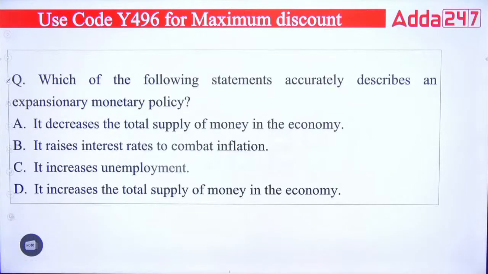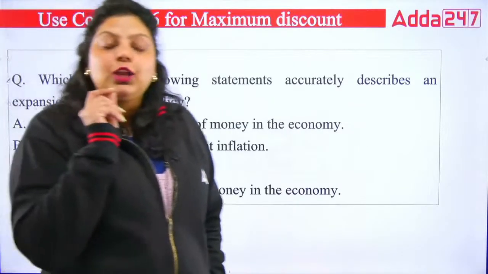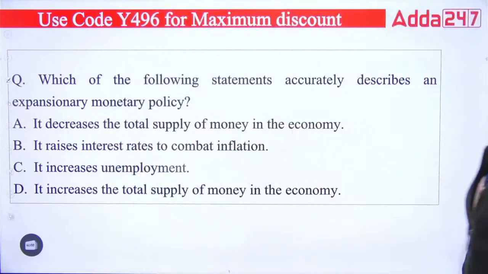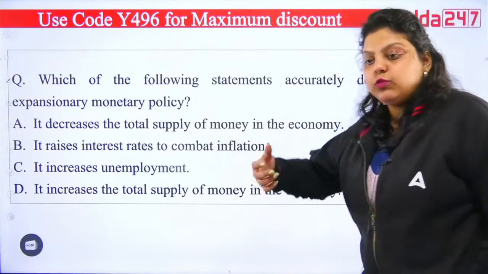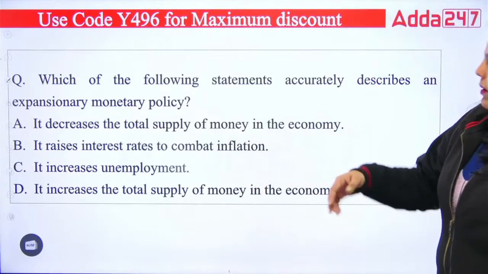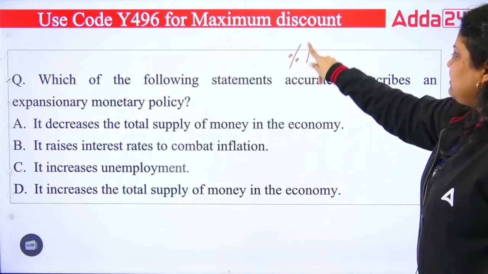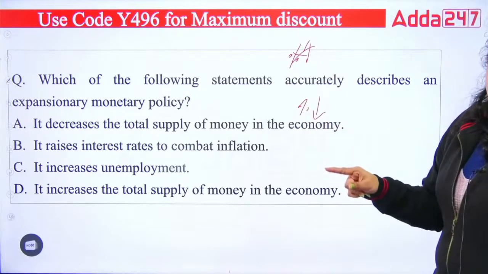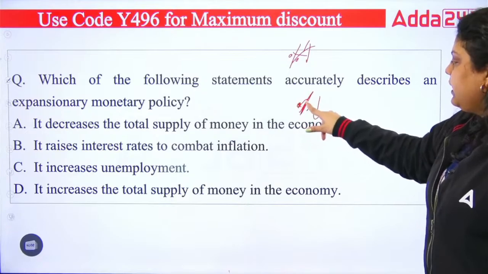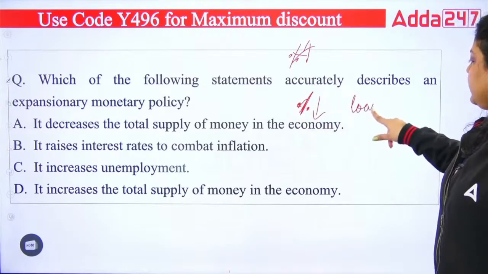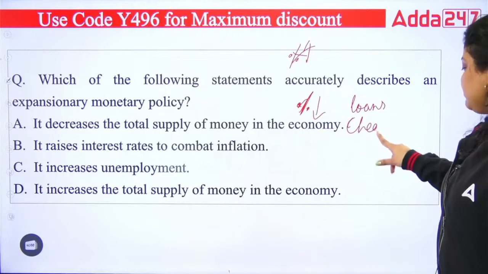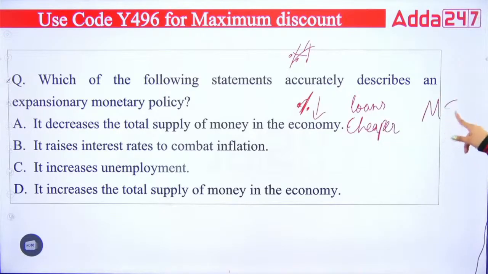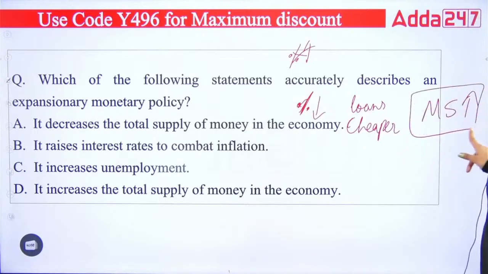Okay, next question. Which of the following statements accurately describe an expansionary monetary policy? So expansionary monetary policy is also known as an easy monetary policy, and this happens when RBI wants to increase the money supply in the market. So whenever RBI wants to increase the money supply in the market, what does RBI have to do? RBI has to reduce the policy rate. When policy rates are reduced by RBI, what happens? The loans will become cheaper. Loans will be cheaper for the public, and it will increase the money supply in the market. So this is the effect that will be seen whenever RBI makes an expansionary monetary policy.